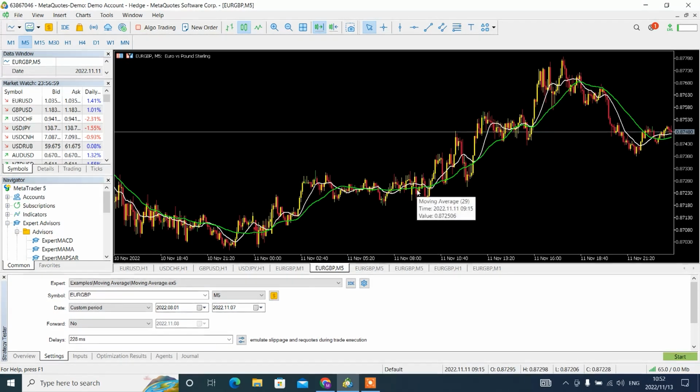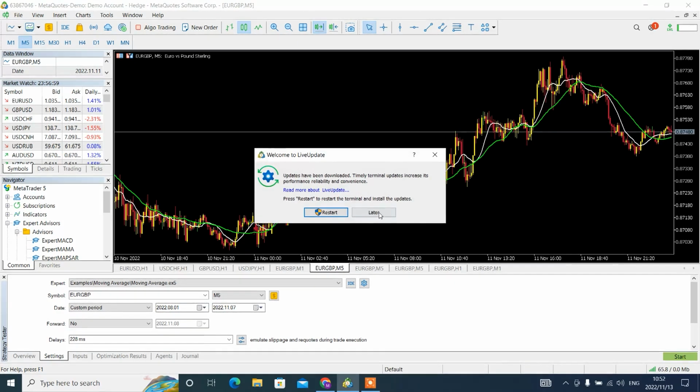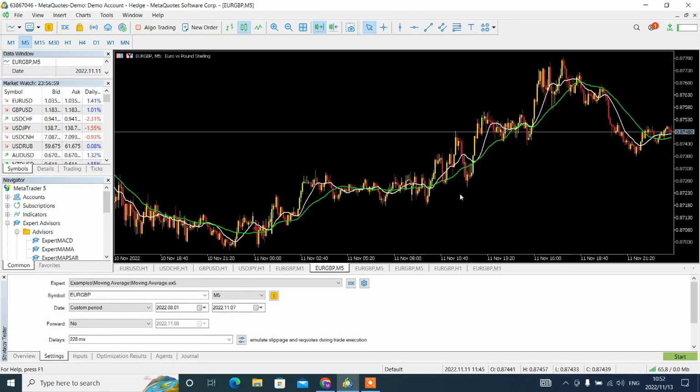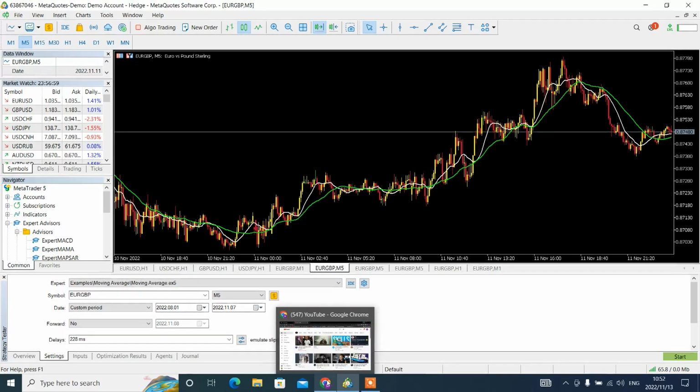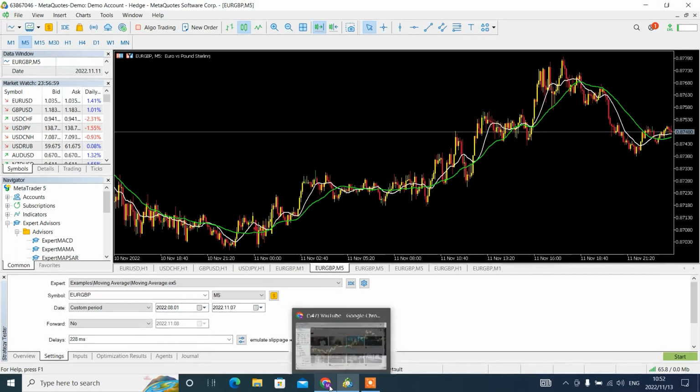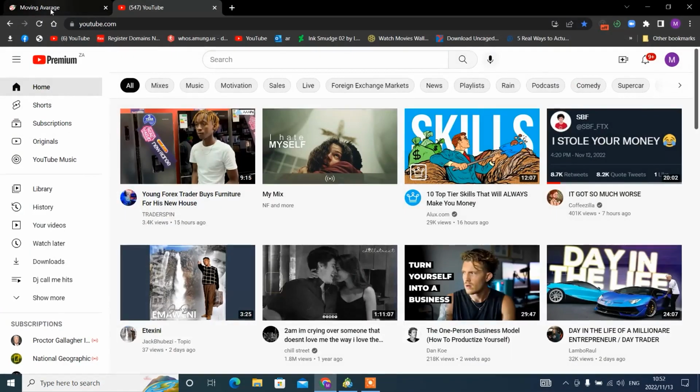So our strategy is based on the crosses. Whenever the first moving average crosses above, we buy, and whenever it crosses below, we are going to sell. So let's make our robot first for this moving average, and then we test it.